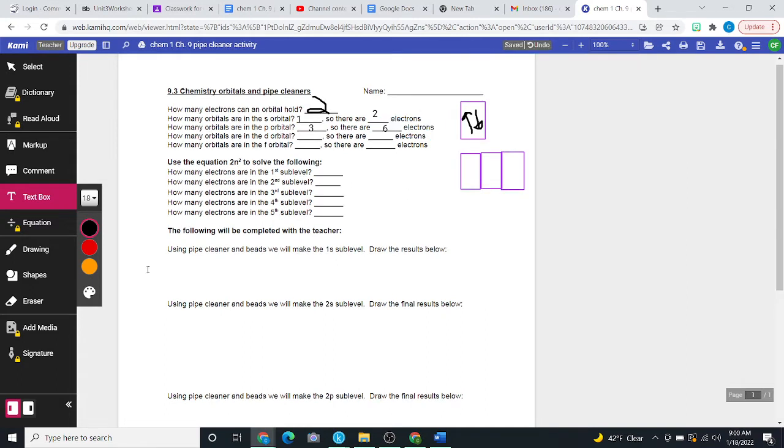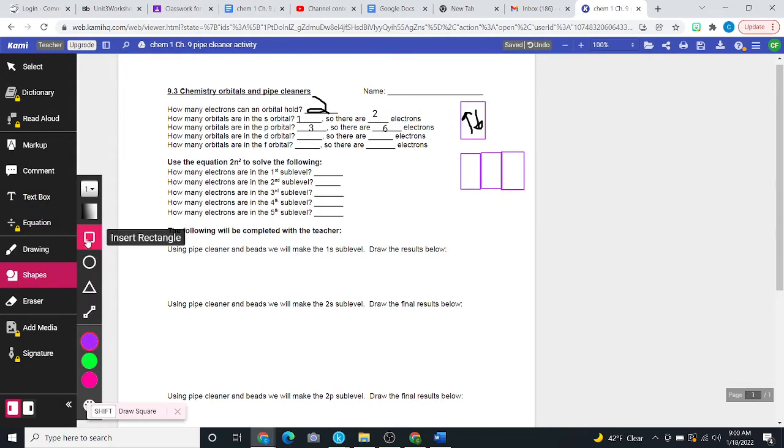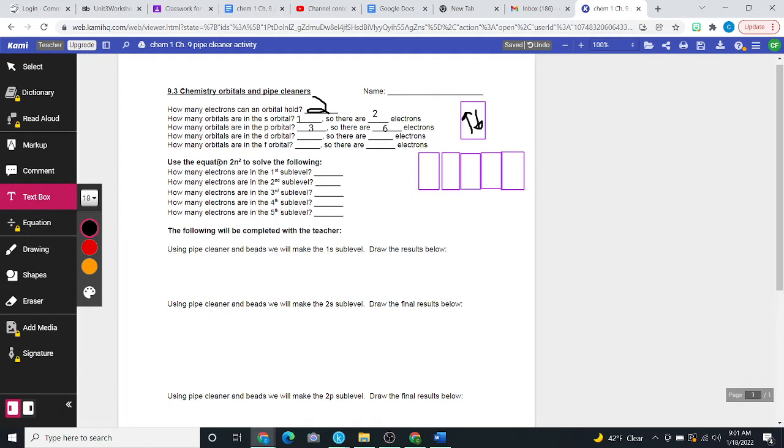All right, now D will have 5 boxes. I'm just going to add some boxes here to this one. You guys, it wouldn't be a day if it weren't me struggling with some kind of artistic ability. All right. So there are 5 orbitals. Each box holding 2, so that is 10 electrons.